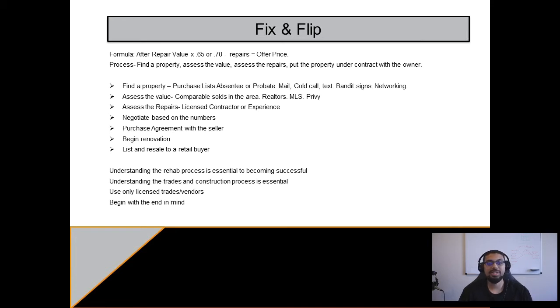You find the property, assess the value, assess the repairs, put the property under contract with the owner. So we find the property in the same way, or we could use a wholesaler. We know that wholesalers are selling properties to people that want to flip. So you can buy them from wholesalers. Assessing the value, assessing the repairs are the same. You negotiate based on the numbers. You have a purchase agreement with your seller. You do the renovation. Then you list and resell to a retail buyer, someone who wants to come in and own a home.